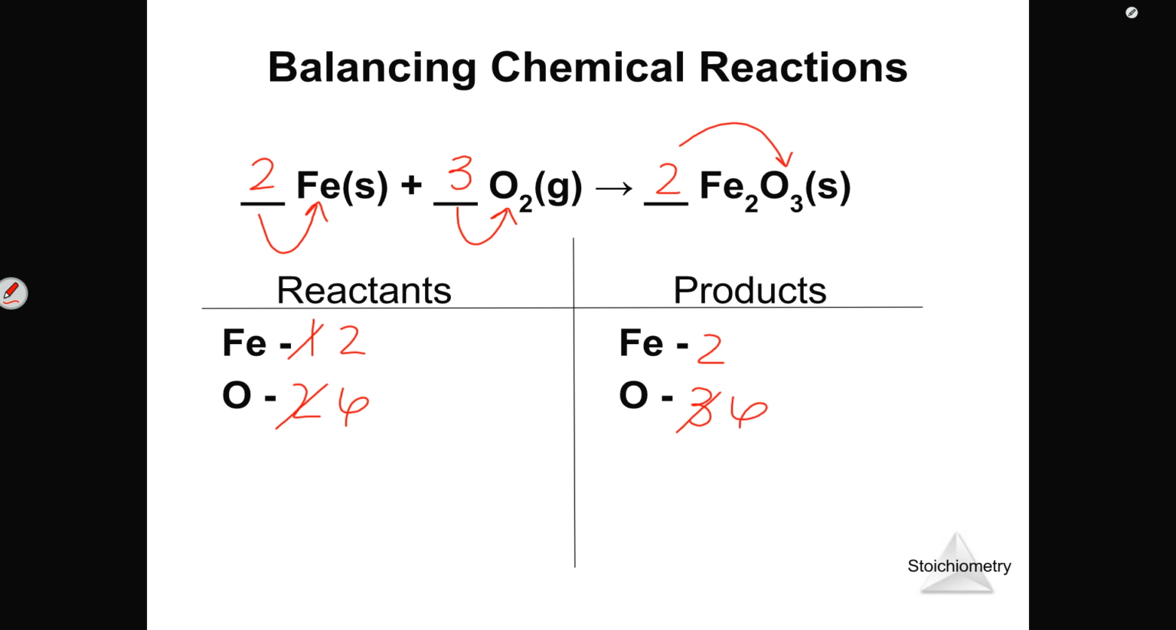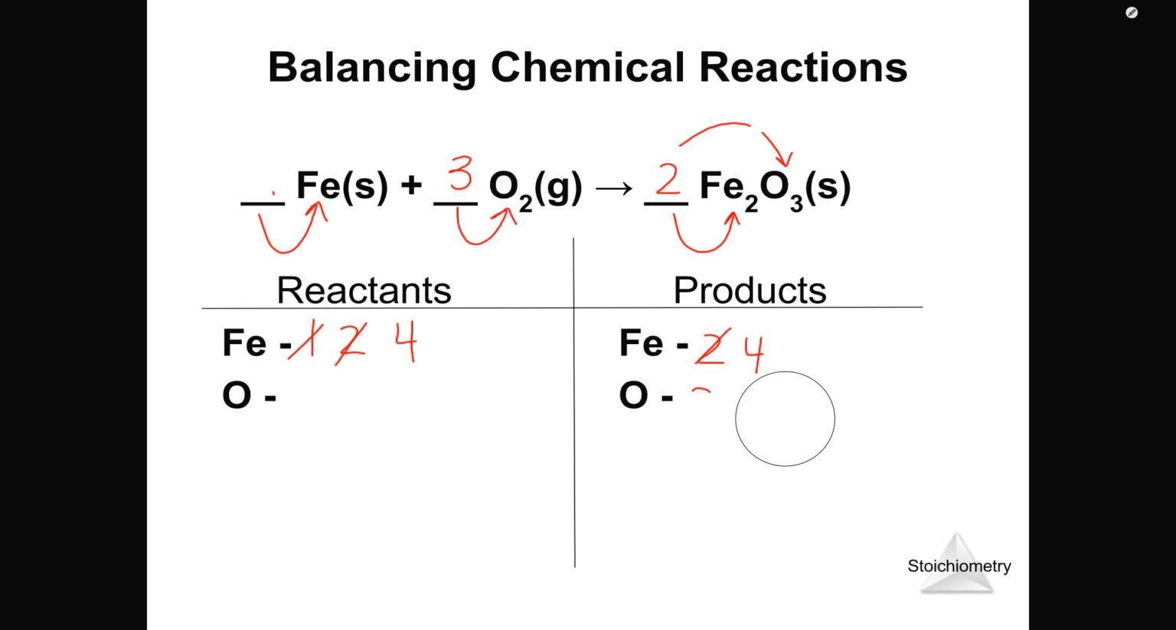Here's where the recount gets really important, though, because it also changes my iron to 4. So now I have to go back and rebalance my iron. So I have 2 on the reactant side and 4 on the product side. So I want to multiply what I already have there by 2. So 2 times 2, I want to put a 4 in front of my iron. Okay, and when I count, I end up with 4. So I've got 4 iron and 6 oxygen on both sides. I'm balanced.